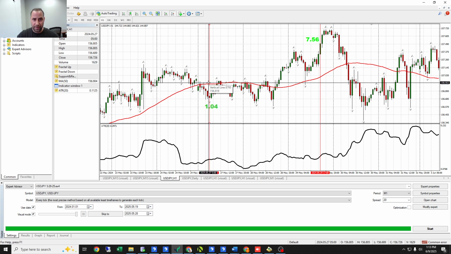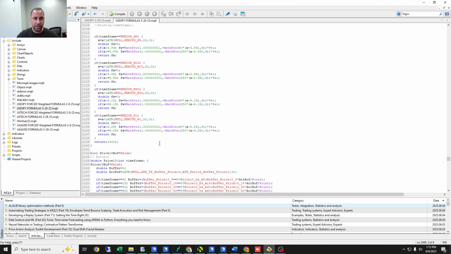In this example, from the 50 MA, let's just estimate this, to the close of this candle was about 200 points. So we're going to take 200 and divide it by the ATR 20 over here, which is in points. If you hover over this candle, the ATR 20 is 0.114, which is 114 points. So 200 divided by 114 points gives us a ratio of 1.75. That's just our ratio. Now that ratio gets taken into this formula.